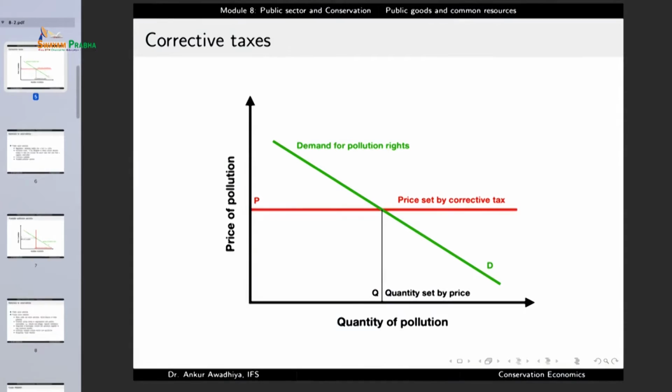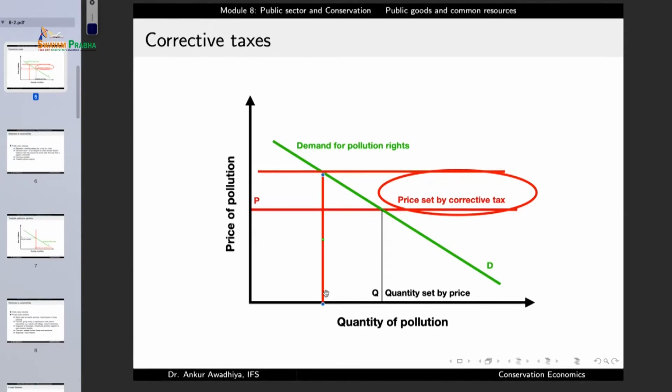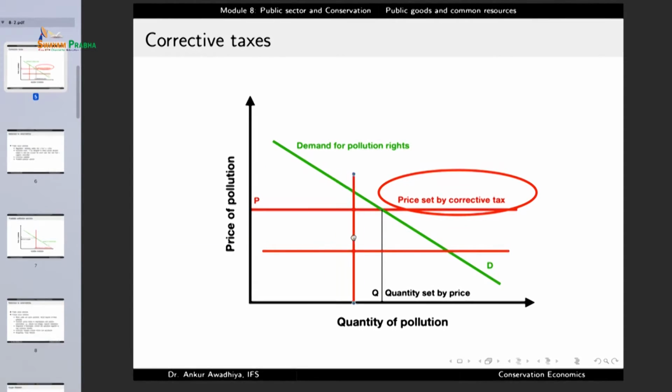Now, in this case, what the government is doing is setting up a price through this corrective tax. Now, if this price is increased or decreased, that is what we are saying: if the price is set at this point, this would be the quantity of pollution that will be demanded. If the price is kept very low, then the quantity demanded will be very high. So this will be the quantity that is demanded.